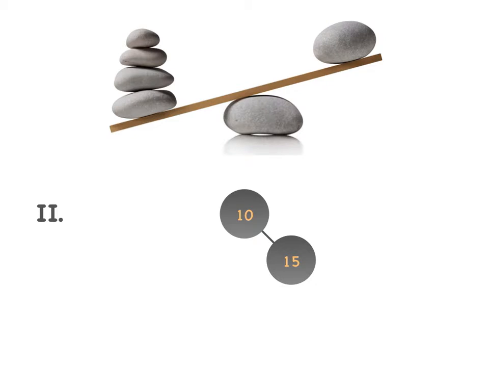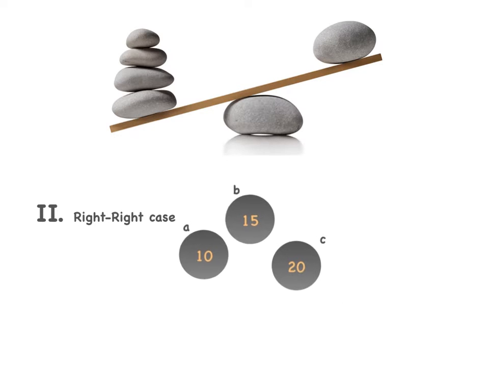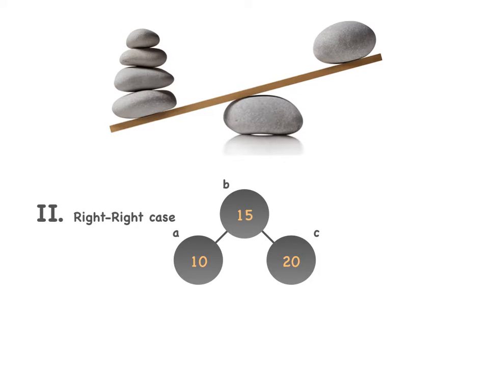Next case, suppose this is my tree, which is currently balanced. Then I call insert 20. Since 20 is larger than both 10 and 15, 20 will go to the far right. Now the tree's unbalanced. I call this the right case. What do we do here? Once again, label the 3 nodes A, B, and C in increasing order. Then rotate left to once again make B the root, thus solving the imbalance.